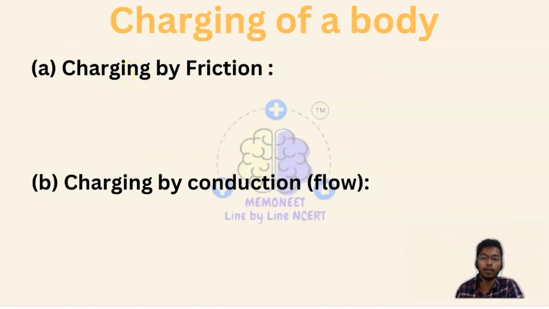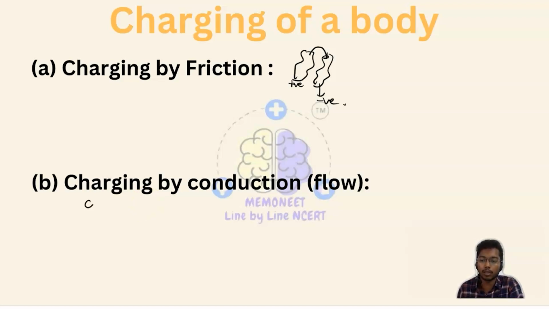Charging of a body, charging by friction. Let's say we have two neutral bodies here, and when they are rubbed against each other, some charge gets transferred from one body to another. Let's say the electron is donated to another body. So the donor will be positively charged, and the body which has accepted the electron will have a negative charge.